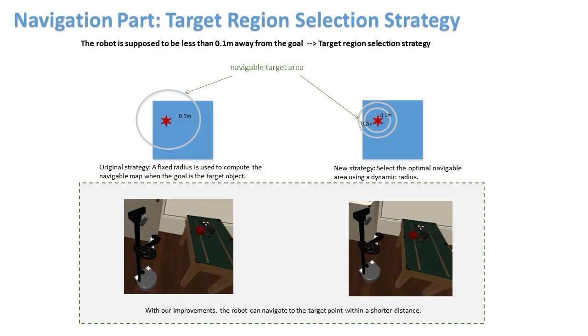It demands that the robot be 0.1 meters away from the target goal, so the choice of final navigable points is important. The new strategy builds upon the original approach of using an object as the center with a fixed radius but introduces a dynamic radius to select the optimal navigable area. With our improvements, the robot can navigate to the target point within a shorter distance.